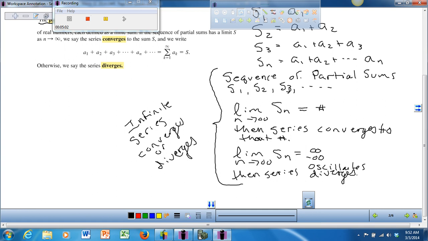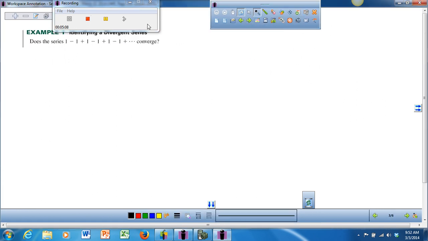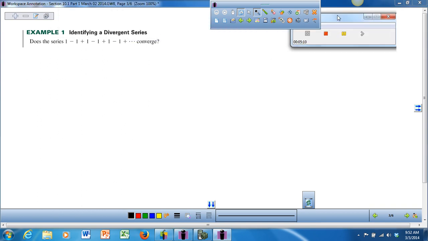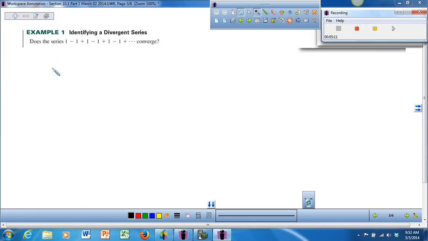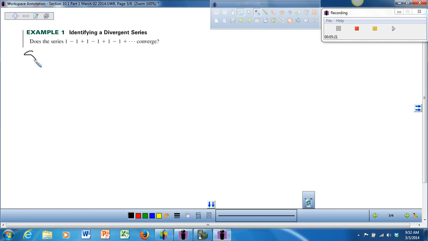All right, so let's do a couple of examples. The first one, we are looking at the series 1 minus 1 plus 1 minus 1 plus 1 and so on, and we want to know if it converges. So the first thing we must do is make our sequence of partial sums. So don't look at it and try and decide just by gazing at it. We have a process we can follow. We'll make our sequence of partial sums.